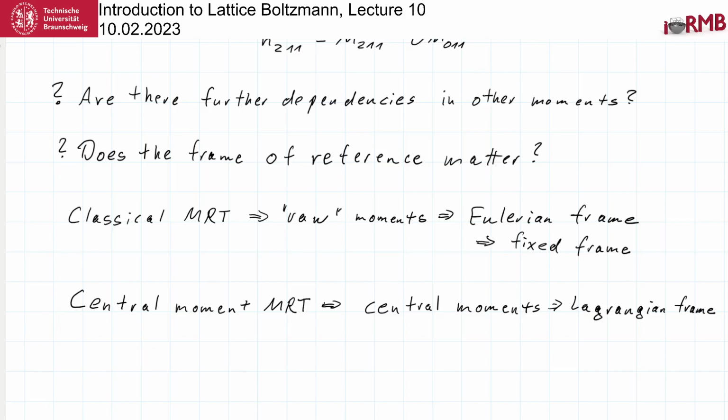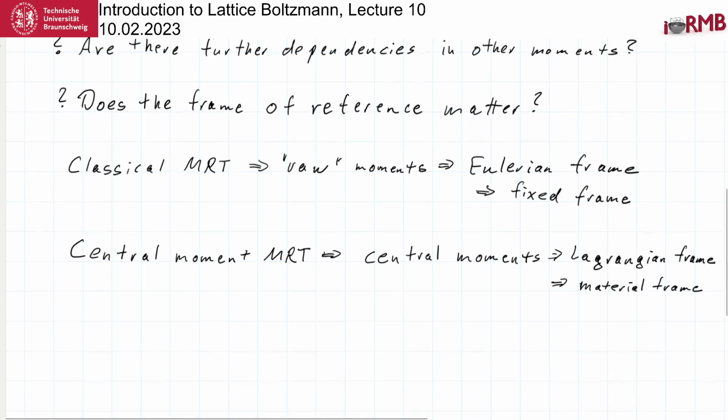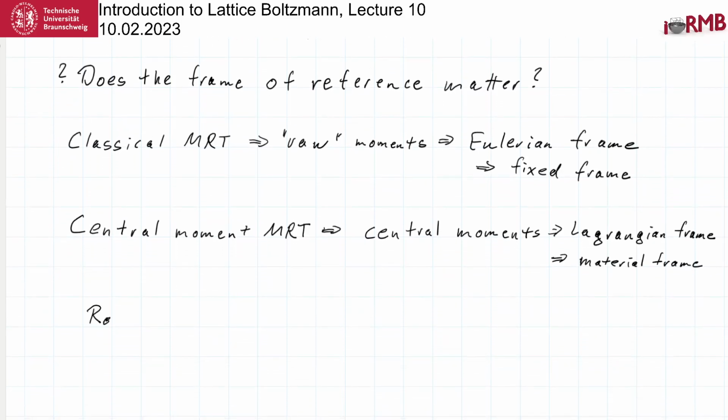The Lagrangian frame, so this is the moving frame, the frame moving with the material. Or you could say also, the material frame, probably is a better word. Okay, so how are they defined? We know now after 9 lectures what the raw moments are, the Eulerians. The Eulerians, yeah, this is like a tribe, you could say.